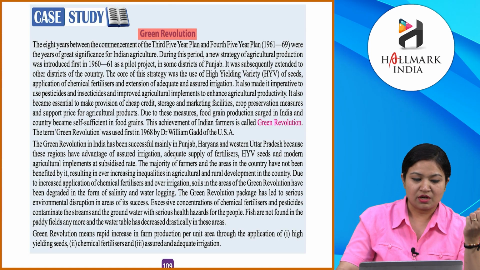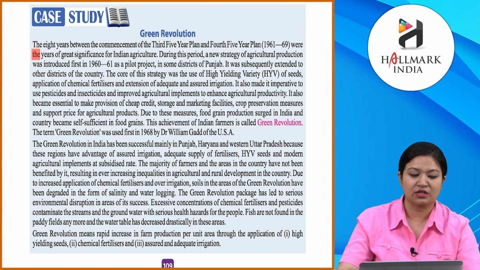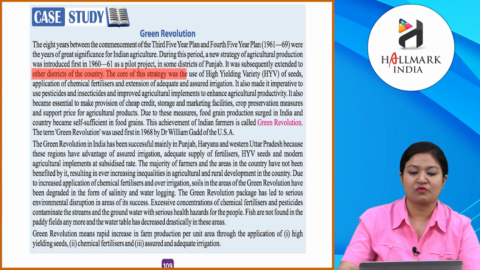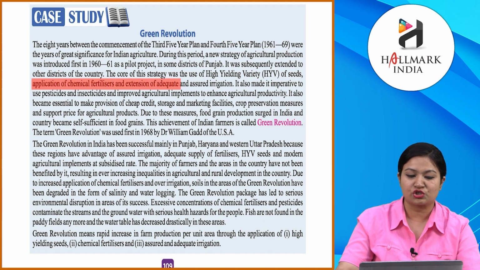Case study: Green Revolution. The 8 years between the commencement of the third 5-year plan and fourth 5-year plan in 1961-69 were the years of great significance for Indian agriculture. During this period, a new strategy of agriculture production was introduced first in 1960-61 as a pilot project in some district of Punjab. It was subsequently extended to other districts of the country. The core of this strategy was the use of high-yielding variety (HYV) seeds, application of chemical fertilizers, and extension of adequate and assured irrigation.